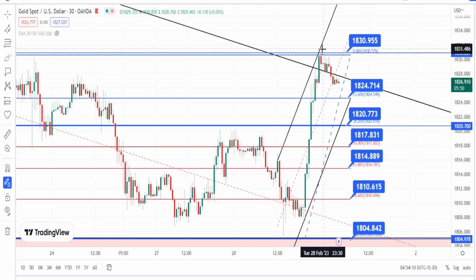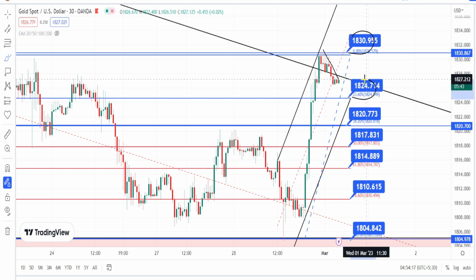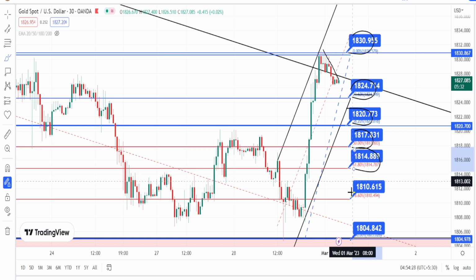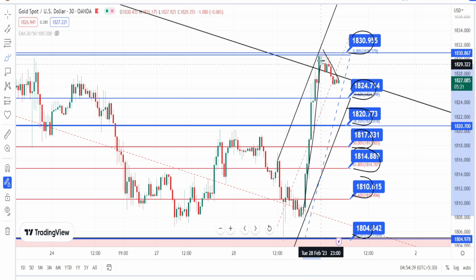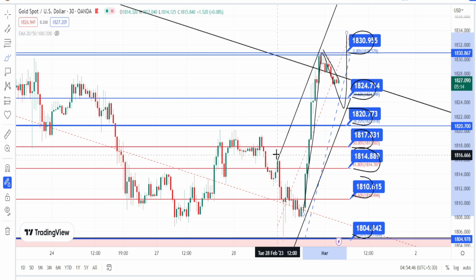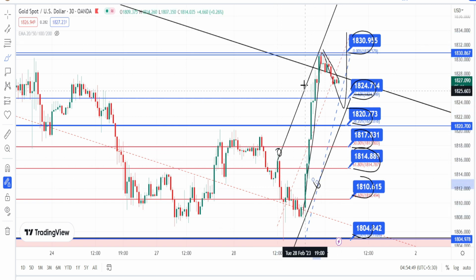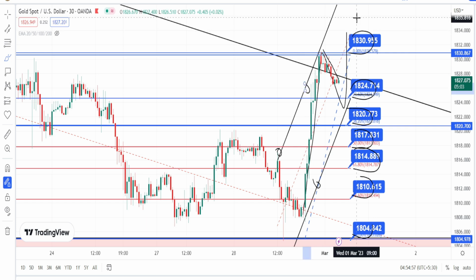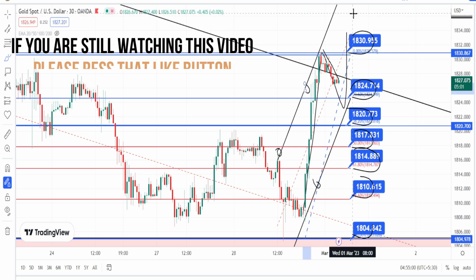So for now, we are noticing the price action to bounce back from the resistance level of 1830, and if the bearish side retracement continues, next level of support is going to be around 1824, and once this support is broken, next level of support is going to be around 1820, 1817, 1814, 1810 and 1804. And for now, the current trend of the price action in 30 minutes time frame is still in a bullish trend, as long as it is trading within this bullish channel pattern. For the bullish side target, please refer the hourly time frame levels.